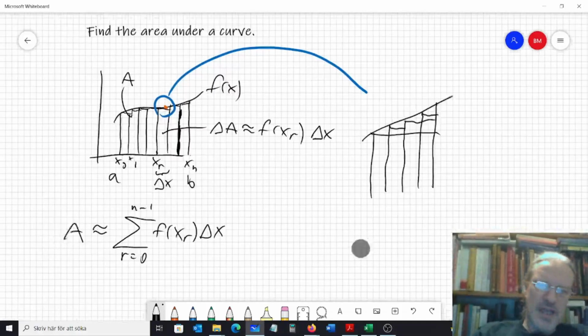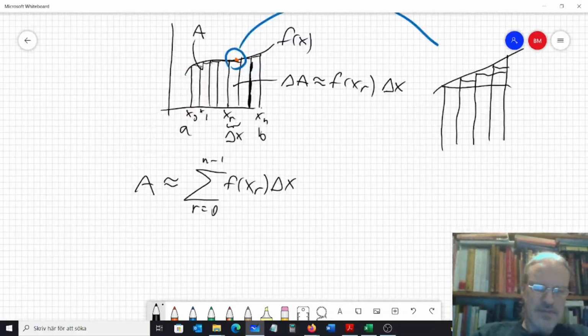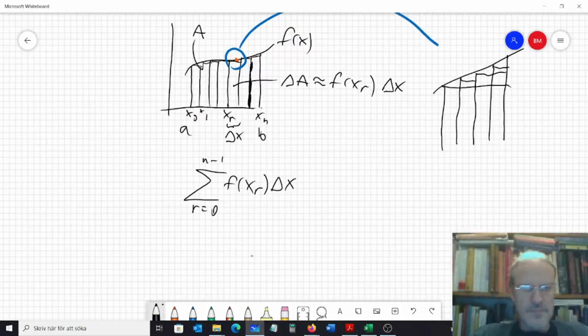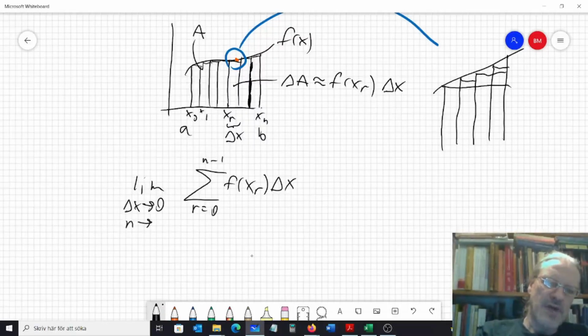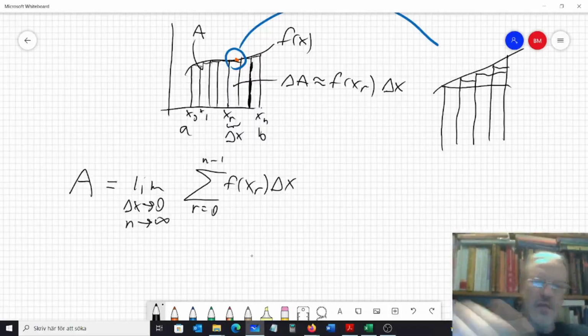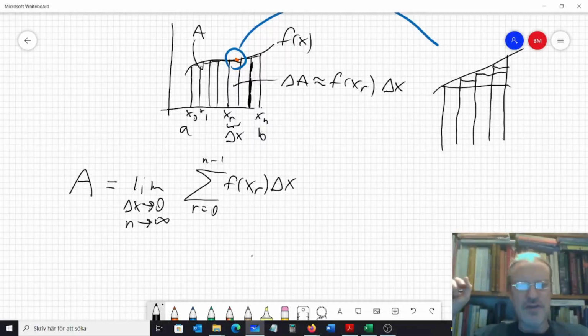So we could say that this seems reasonable, that if you take the limit of this as the width of our areas goes towards 0, in other words, the number of areas goes to infinity, then the limit will be the area we search for.